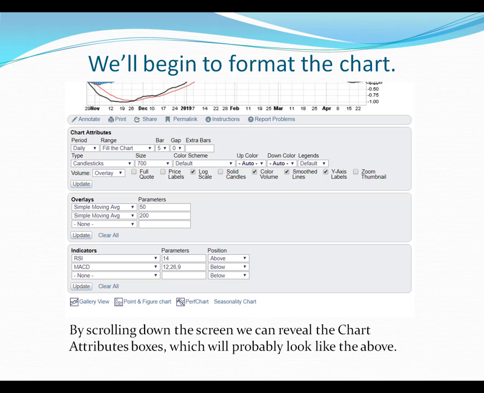So we'll start by scrolling down the screen to find the section that says Chart Attributes. To begin with, we want to make sure that we focus on the period of daily. Now in the free section, this can be a daily candle or a monthly candle. For our purposes, we'll focus on daily for now. Then we can leave the defaults as they are in the rest of the section. All of these should be defaulted to look like this.